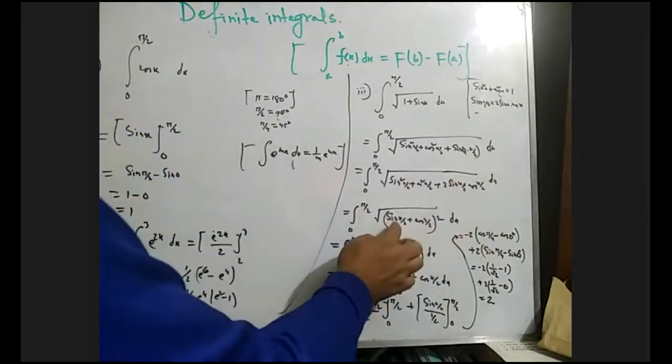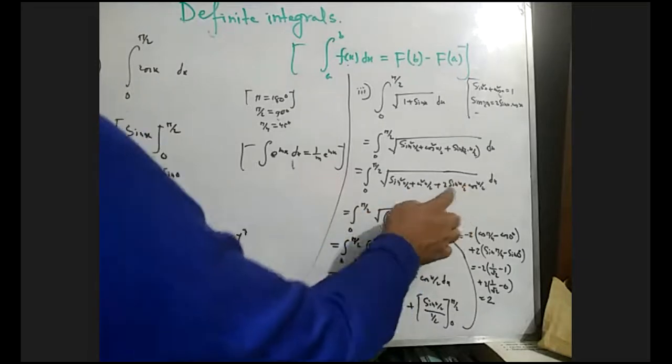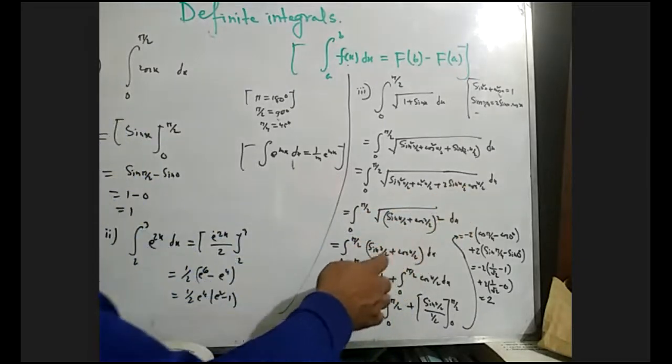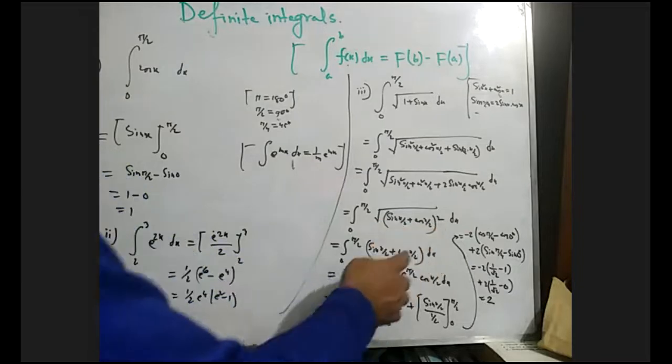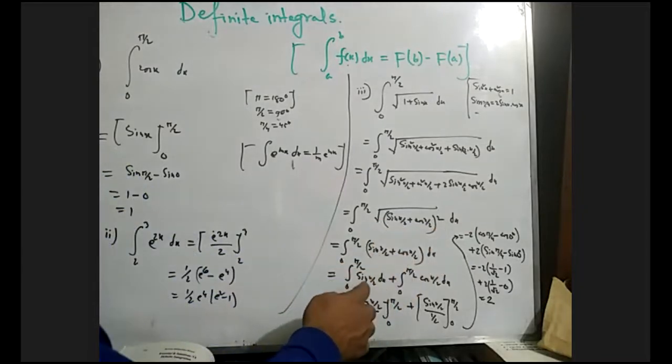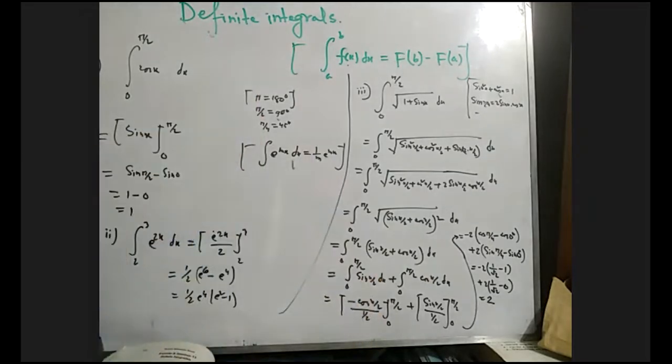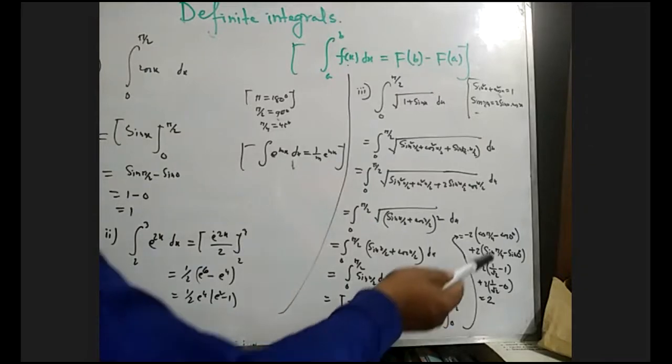But this is the a plus b whole square formula, a square plus 2ab plus b square. So the root and the square will be cancelled. Then using the sum rule, sin x integration is minus cos x. But remember that you have to divide by the coefficient of x. Coefficient of x means what? Half. Similarly, cos integration is sin, dividing by the coefficient of x.